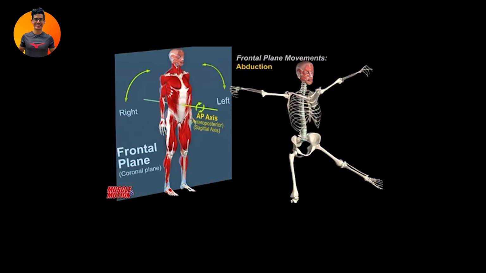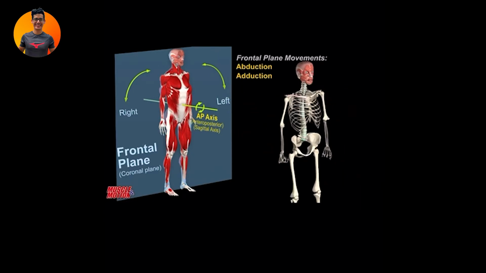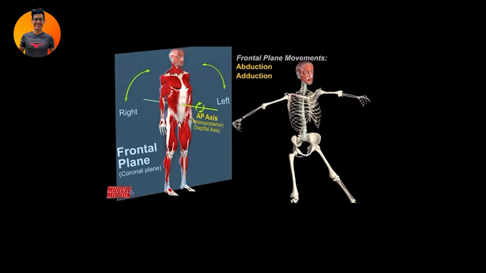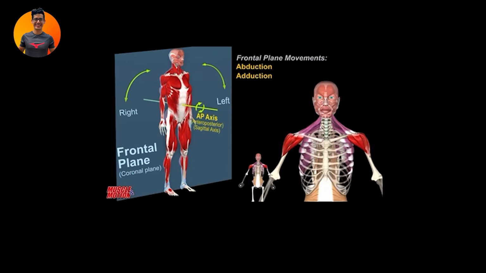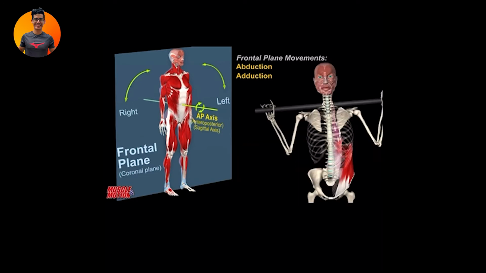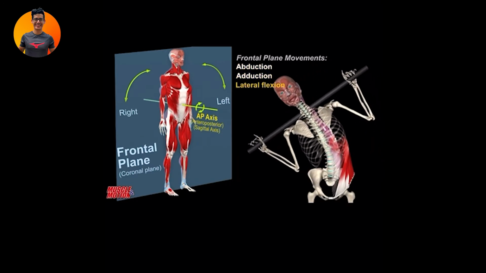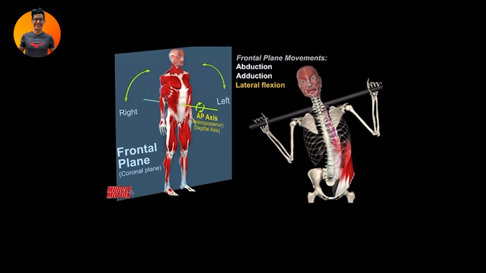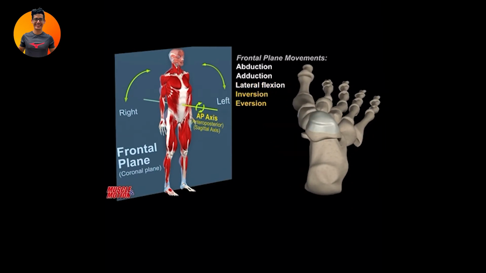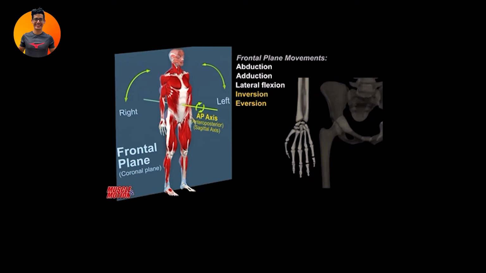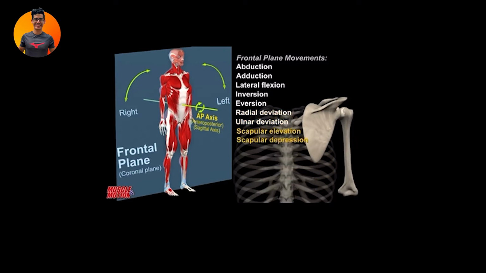Frontal plane movements are lateral, side-to-side movements. For example, abduction and adduction, lateral flexion of the spine, foot inversion and eversion, wrist radial and ulnar deviation, and scapular elevation and depression.